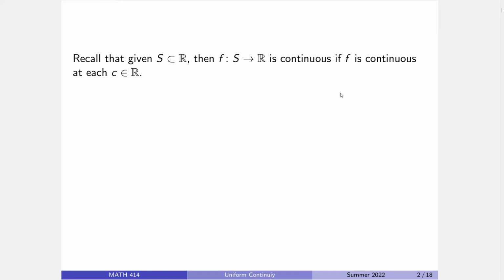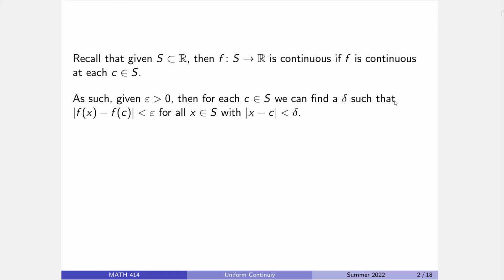All right. So recall that we call a function continuous if it's continuous at each point in its domain. Right, so note, that means that given an epsilon, then for each c, because we're continuous at c, we can find a delta greater than zero.